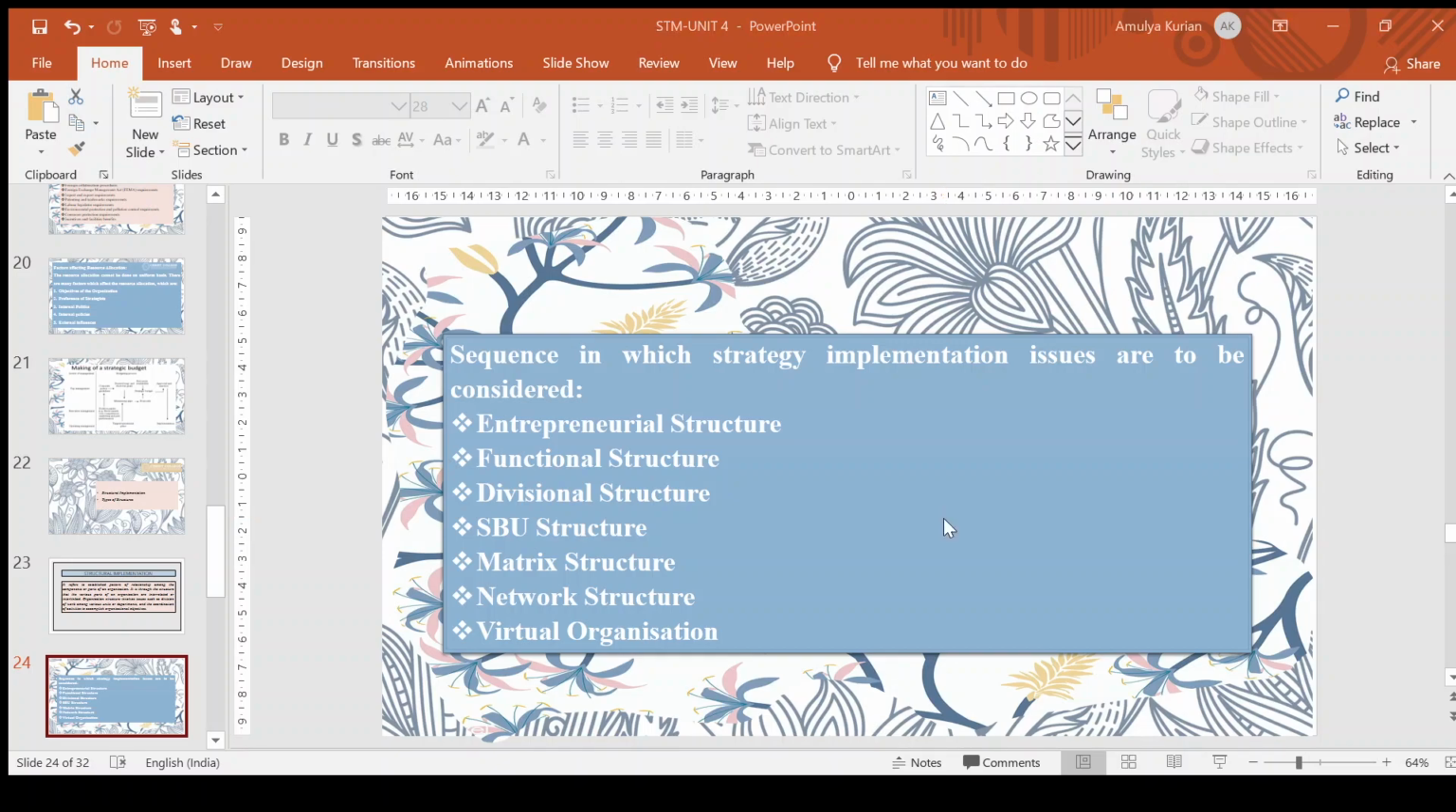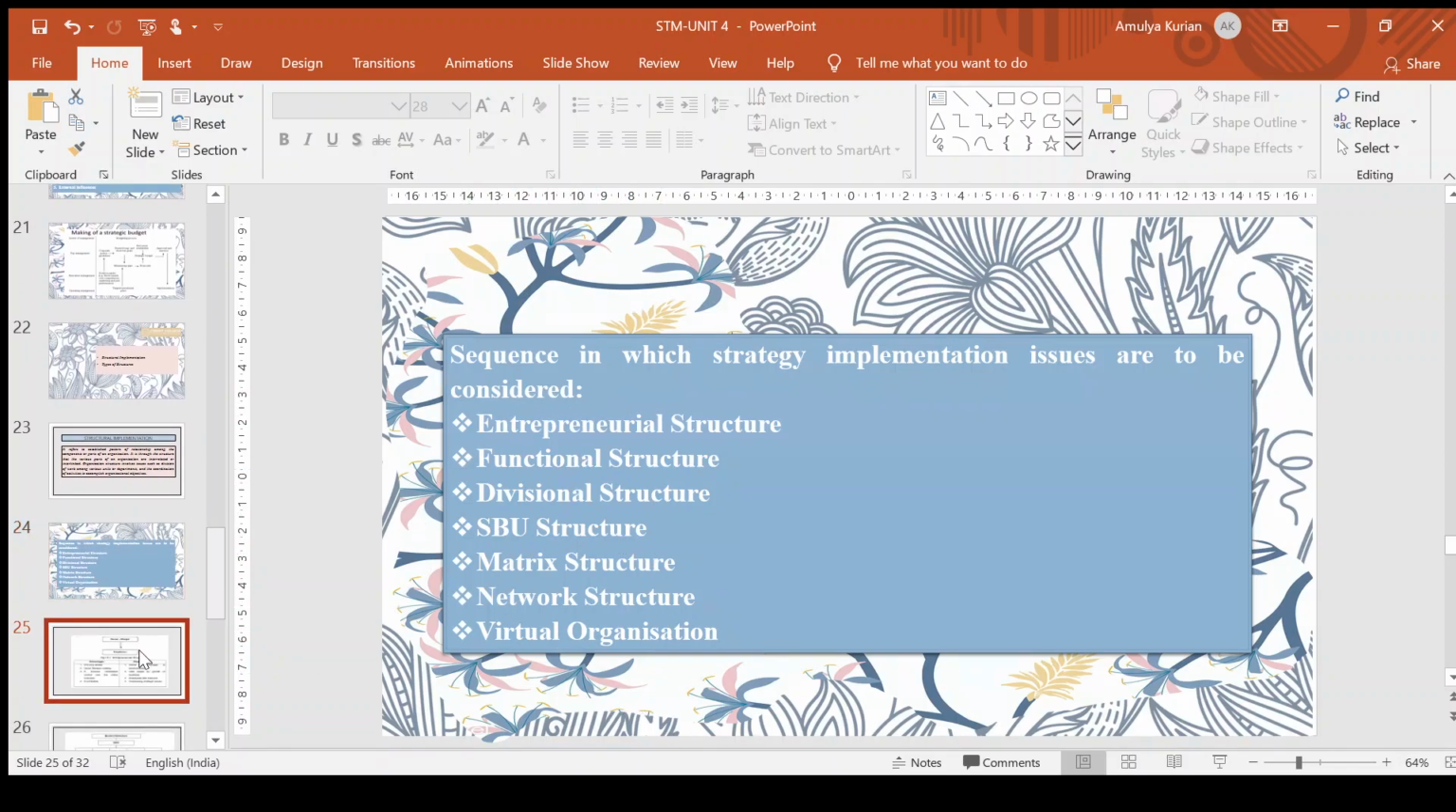Now we are going to see in detail the different types of organization structures which are there in an organization. The first one is an entrepreneurial structure, second one functional structure, third divisional, strategic business unit structure, matrix structure, network structure, and the last one being virtual organization. So let's see each one in detail.